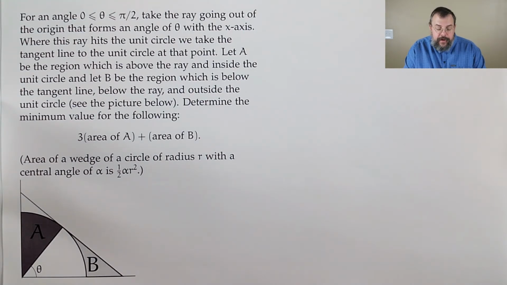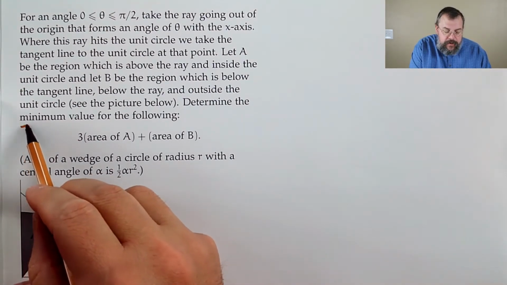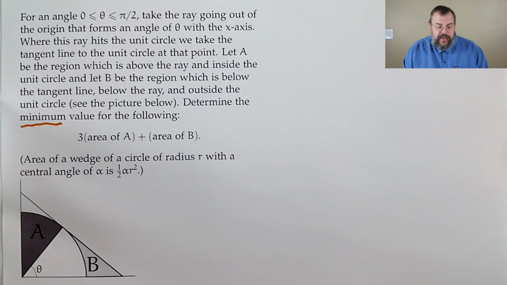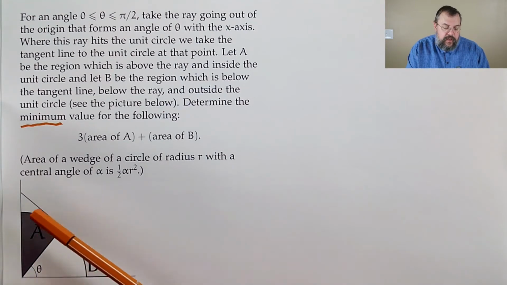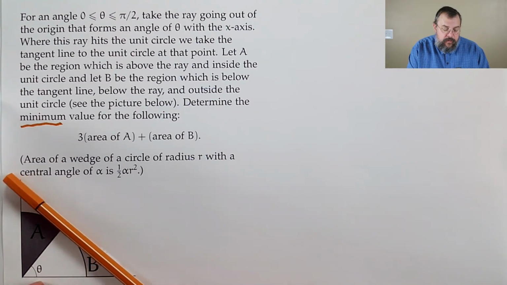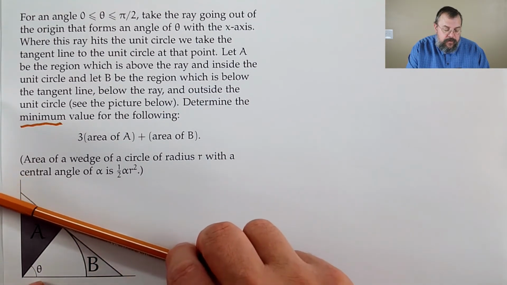All right. Well, interesting. Well, we can see minimum, so we know it's an optimization. And we can see here, there's kind of a trade-off, right? Because if I try to make the area of A small, that would say I want to move my tangent line up.